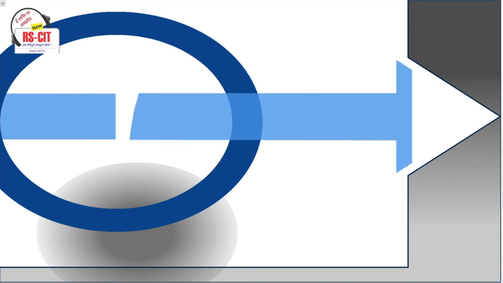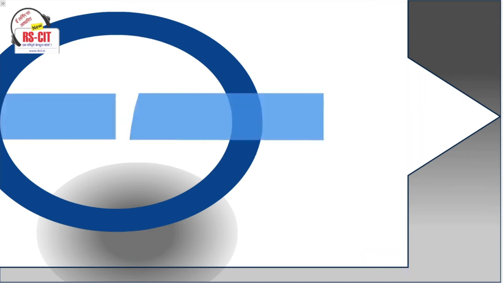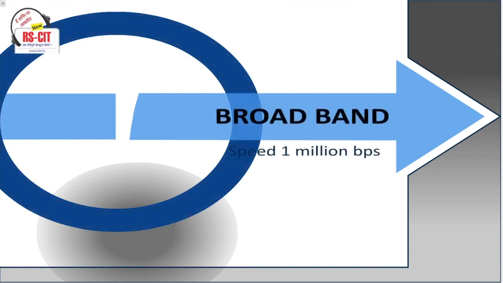Voice band. These channels can transmit data at speeds up to 9600 bps. Its main use is in ordinary telephone voice communication. Broadband, wideband. These are used when large volumes of data are to be transmitted at high speed. The data transmission rate of this channel is 1 million bps or more. These channels are used for high-speed computer-to-computer data communication, for example, cable TV, DSL, and fiber optic.